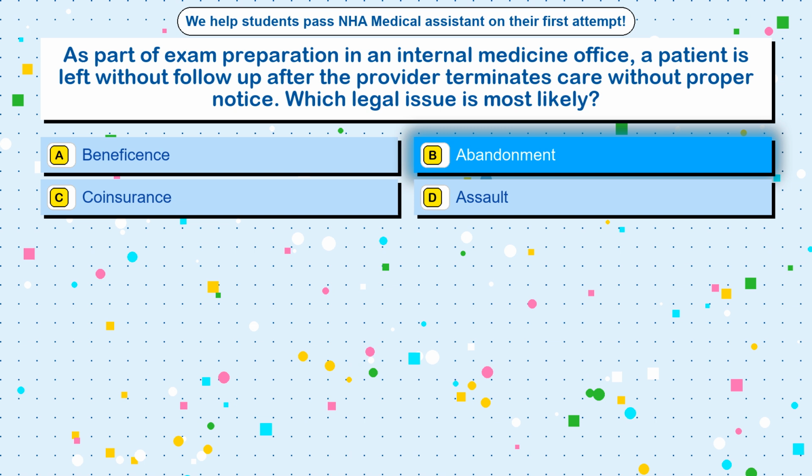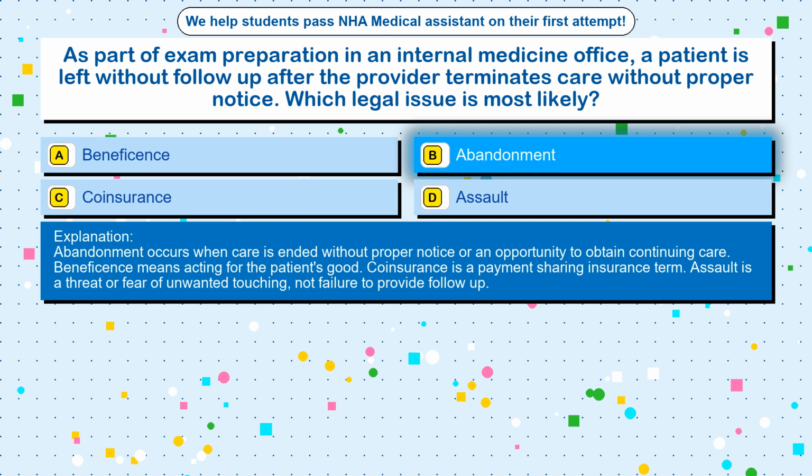Abandonment. Abandonment occurs when care is ended without proper notice or an opportunity to obtain continuing care. Beneficence means acting for the patient's good. Coinsurance is a payment-sharing insurance term. Assault is a threat or fear of unwanted touching, not failure to provide follow-up.